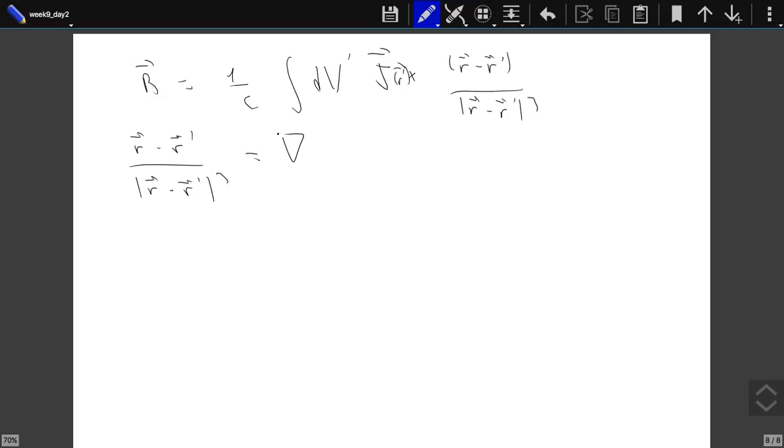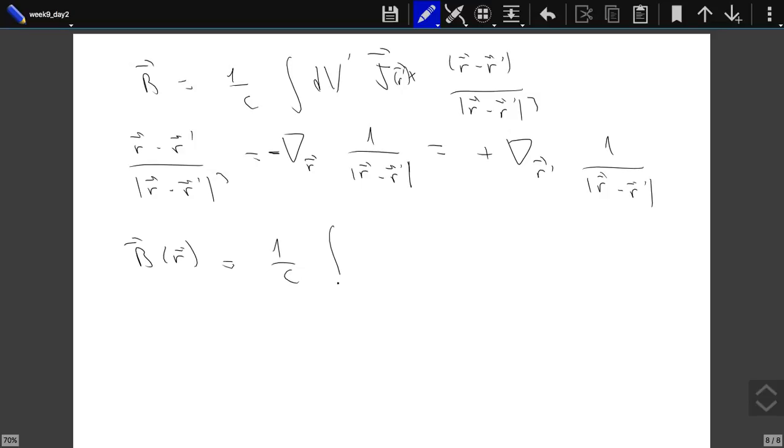You see, this was equal to the gradient with respect to R of 1 over R minus R prime. Or it was minus the... not here we have a minus, this is plus the gradient with respect to R prime of 1 over R minus R prime. So the B at the point R is 1 over C, dV prime J of R prime cross the gradient with respect to R prime of 1 over R minus R prime.